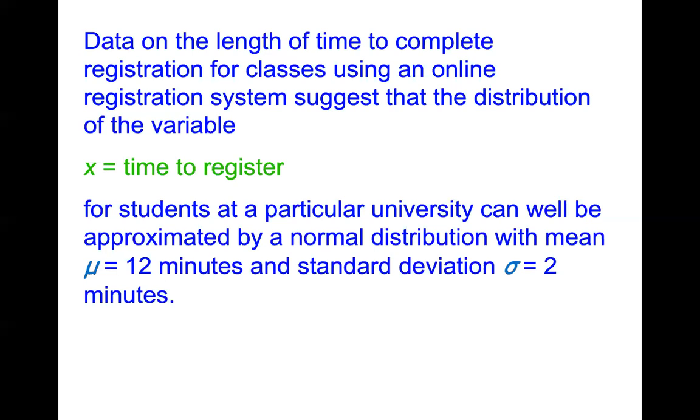Data on the length of time to complete registration for classes using an online registration system suggests that the distribution of the variable x equals time to register for students at a particular university can well be approximated by a normal distribution with mean m equals 12 minutes and standard deviation s equals 2 minutes.